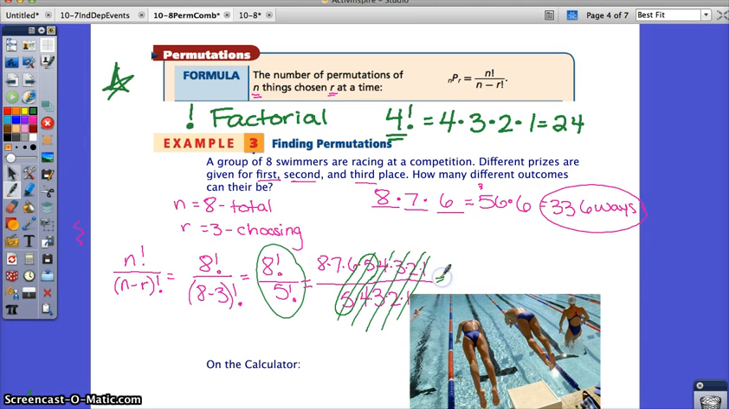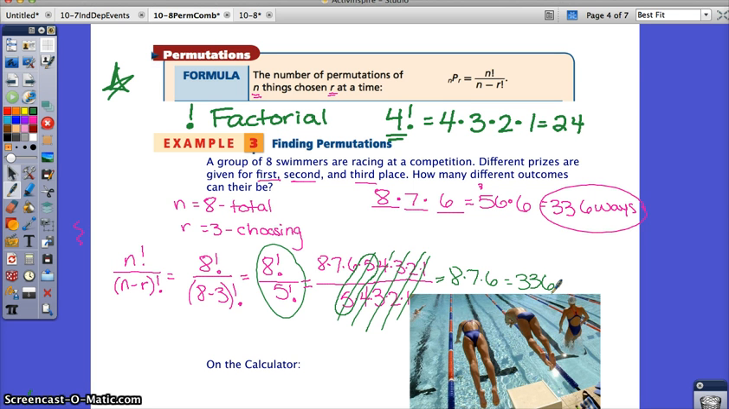So you know that 8 factorial divided by 5 factorial is really just 8 times 7 times 6, because the 5 factorial cancels with the 5 factorial that's hidden in there. So this is just 336. Like I said, you will need to be able to simplify that and show that work to your teacher.